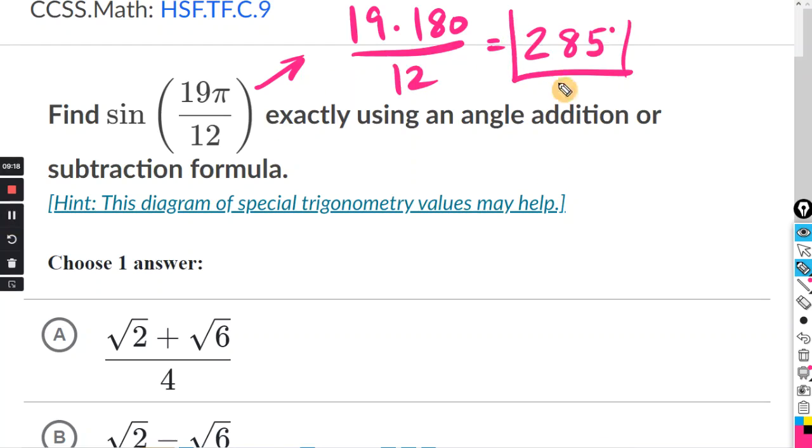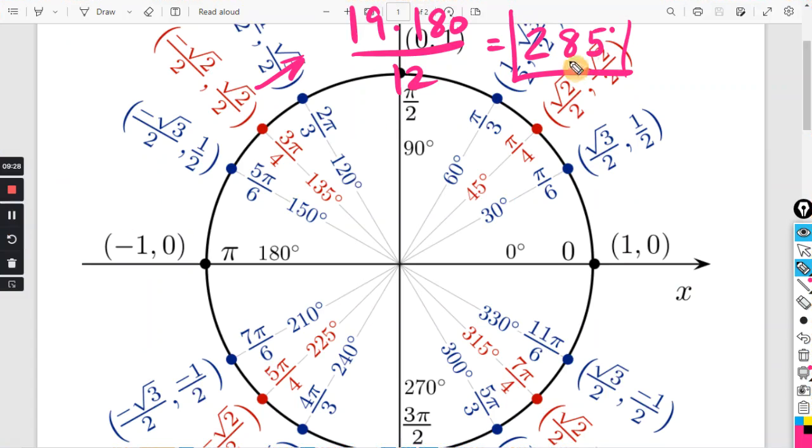So I know that's not on the unit circle, but I'm going to find a pair of numbers that either add or subtract to 285 degrees on the unit circle. All right, so we have 285. I'm thinking 240 plus 45. So I'm going to use those two instead. Instead of 285, we're going to do 240 plus 45. Okay, like I said, the idea is to get values that are on the unit circle.